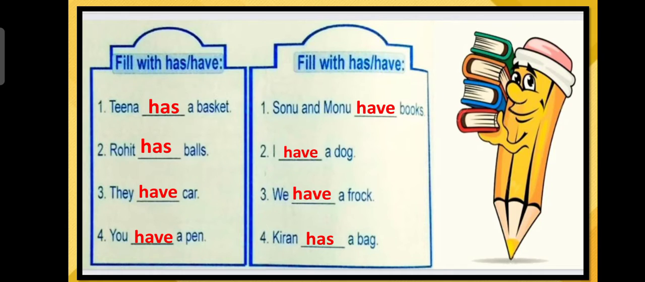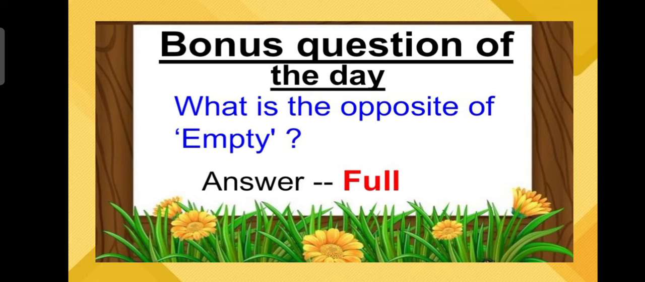Now, the bonus question of set 6 is, what is the opposite of empty? The answer is full. Empty means khali and full means bhara hua. I must say you all answered correctly. Most of the students answered correctly.